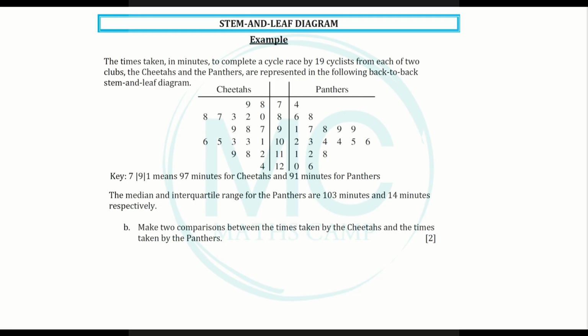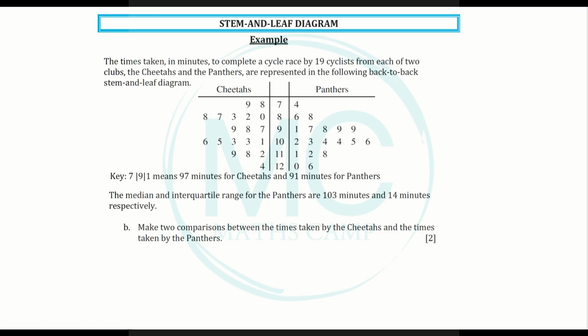The median and interquartile range for the Panthers are 103 minutes and 14 minutes respectively. Make 2 comparisons between the times taken by the Cheetahs and the times taken by the Panthers. Now, you can make any two comparisons that you would like to, as long as you can justify them using the data you've been given.